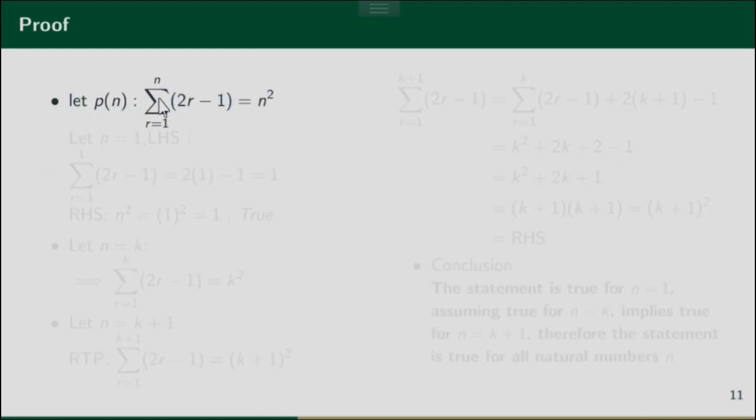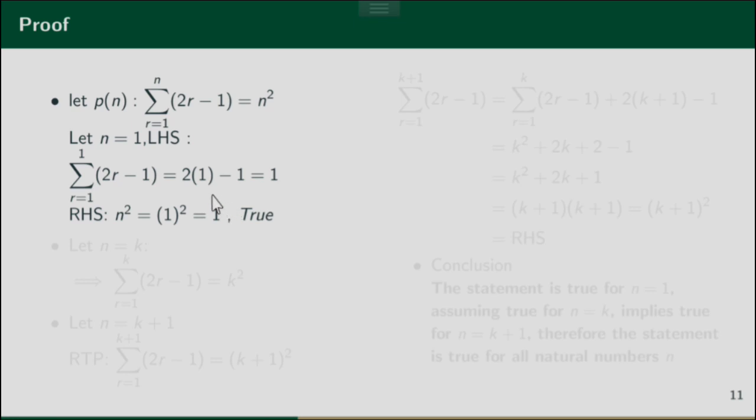Now, I will let Pn be the statement that was given to me. Then on the left hand side, let me let n equals 1, the base case. If n equals 1, I'm looking for the sum from r equals 1 of 2r minus 1. So I just substitute r with 1. I have 2 times 1 minus 1, which is equal to 1. So you see that the left hand side gives me 1. For the right hand side, I just replace n with 1, and I'll be having 1 squared, which is equal to 1. So the statement holds true for n equals 1. So the base case has been verified.